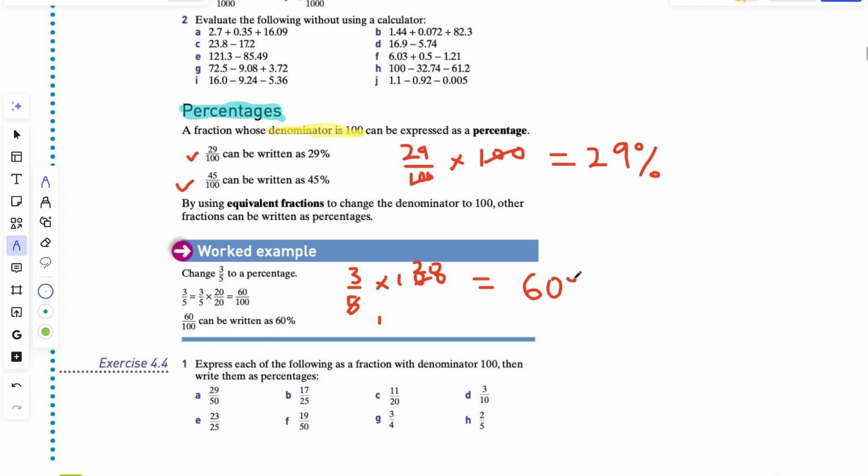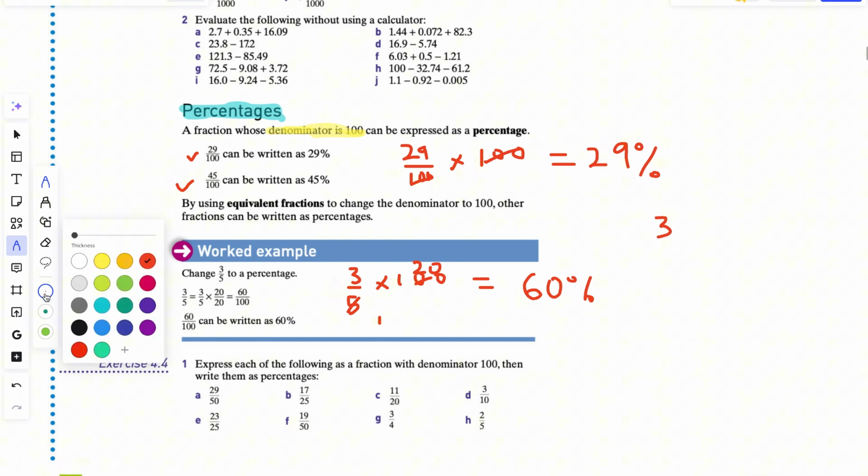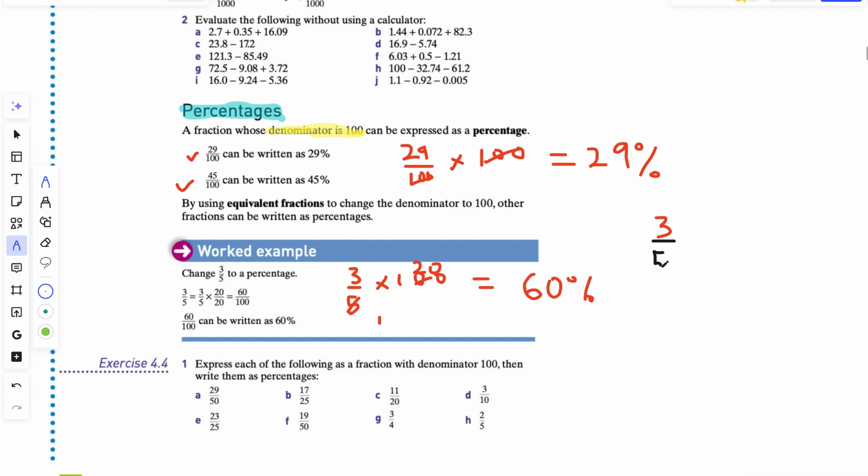Okay? 60%. Another way of doing it is to change the numerator and the denominator, make the denominator 100. Any number you use to multiply the denominator, you also use it to multiply the numerator. For example, if you're given 3 over 5, I say, okay, this is my denominator, I want to make it 100. What number will I multiply with 5 to make it 100? That means 20. So I must multiply 5 by 20 to make it 100. So I must also multiply the numerator by 20. So if I multiply this one, it becomes what? 100.